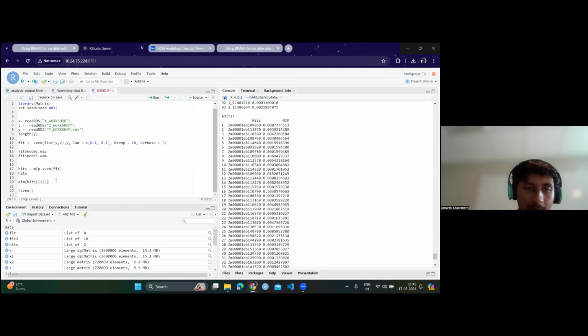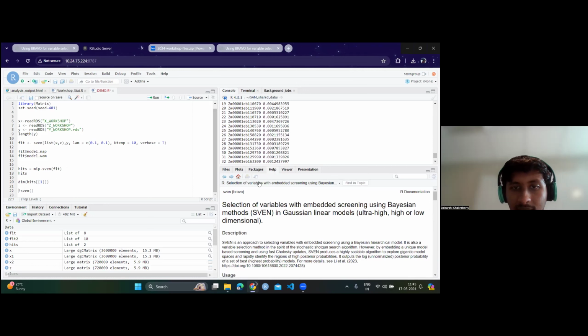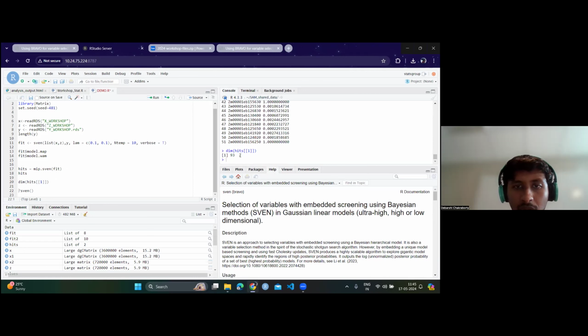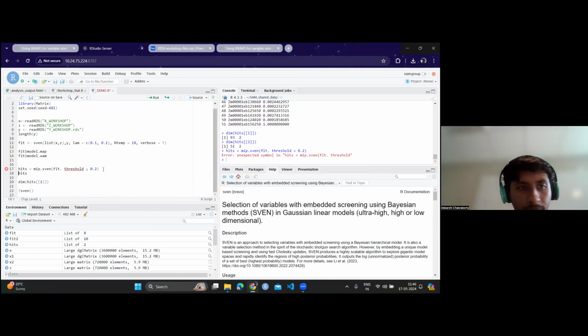Let us see the dimension. It's dollar one for the SNPs. It has returned 93. That's just too many. Similarly, for gene expressions, it has returned 51. That's also too many. So we can put a threshold, like we want only the top 20%. If we run this, did I make some mistake? Oh, sorry, there should be a comma. My bad.